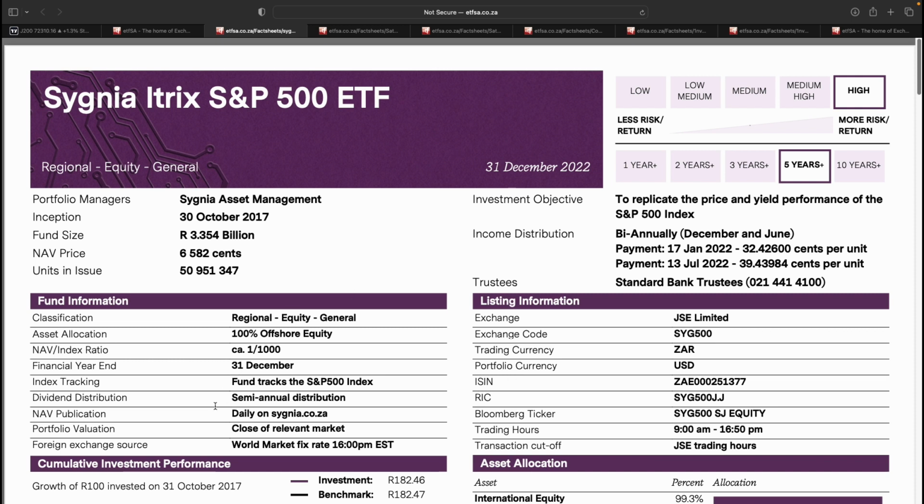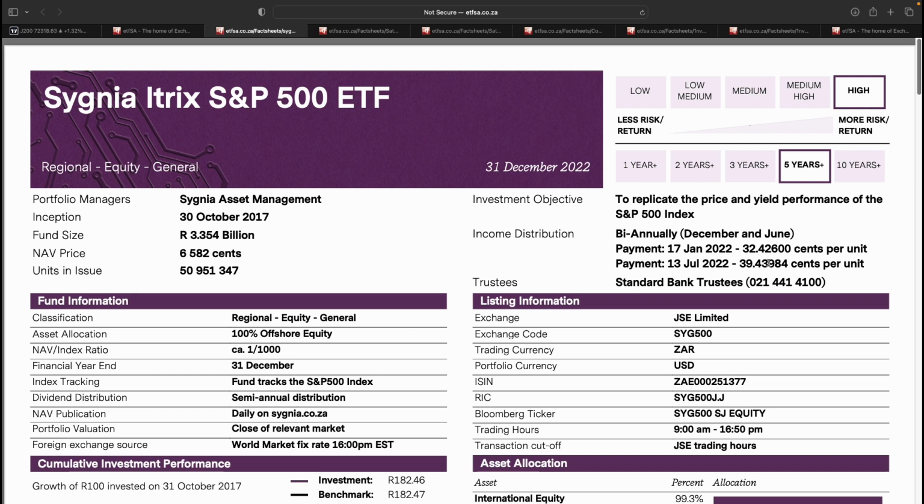When you look at the Sygnia Itrix S&P 500, why do I like it? I like it because it has semi-annual distributions, meaning that every 6 months, the dividend might declare a distribution. We see here the income distribution is biannual, in December and June. Looking back, we see that the last time they paid was in December. So this MDD is for 31st December 2022. But the last time they paid was January 2023.